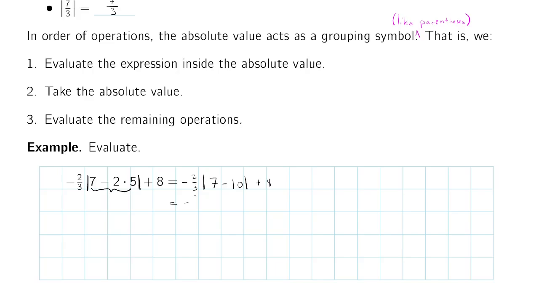And then 7 minus 10 is negative 3. And then the absolute value of negative 3 is positive 3. And at this point, I'm done with the absolute value, so I'm going to stop writing absolute value. Now I'm going to take negative 2/3 times 3, that's negative 2. And finally, negative 2 plus 8 is 6. So this expression evaluates to 6.